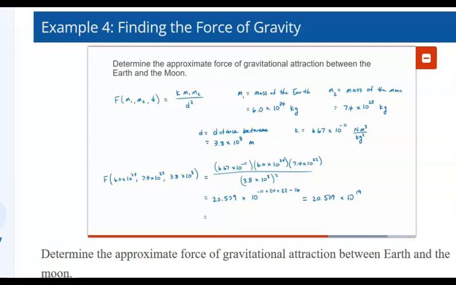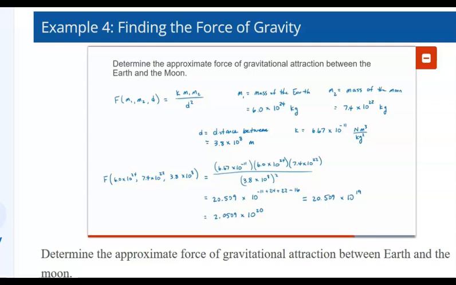Now, this answer isn't quite complete yet because in scientific notation, we want there to be just one value to the left of the decimal point. So we could rewrite this 20.509 as 2.0509 as long as we appropriately change the power on 10. Instead of it being 10 to the 19th power, we now need this to be 10 to the 20th power.